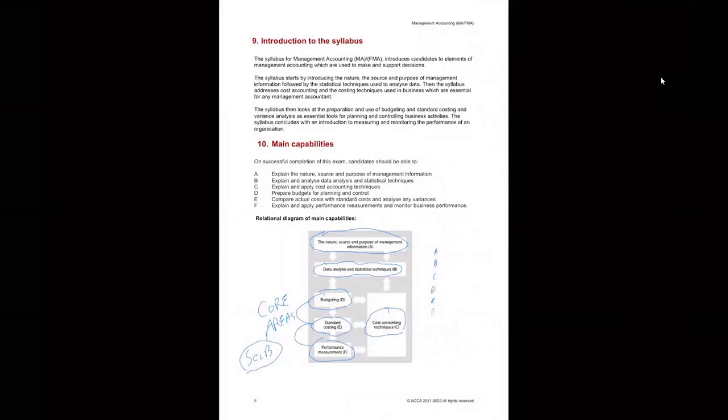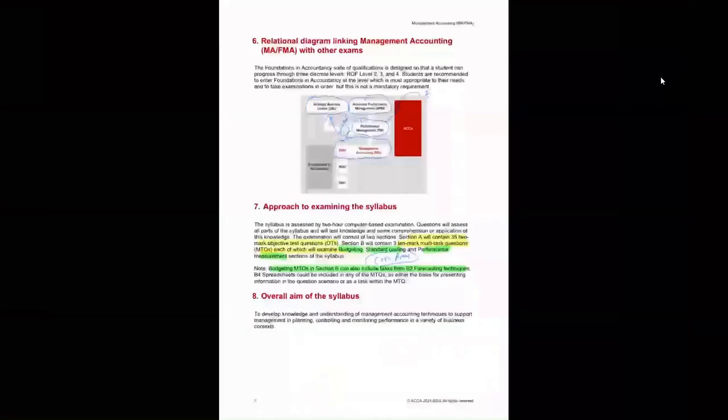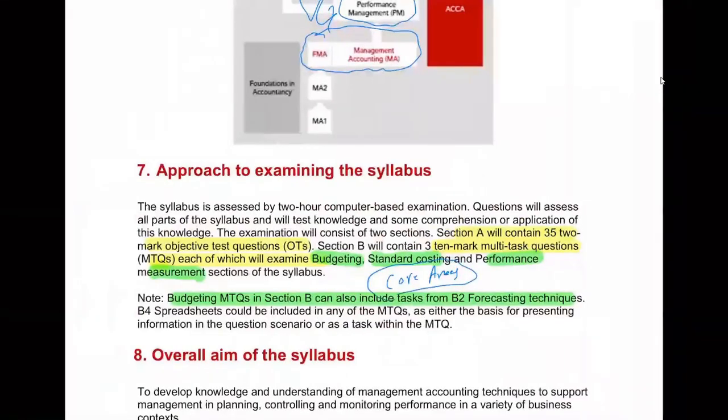So this was the introduction to this paper. This is also a CBE paper. As we can see, there are 35 2-mark objective test questions, and section B contains 3 10-mark multitask questions where different types of scenarios are presented to you. So we will learn about them and we will practice how to attempt these.